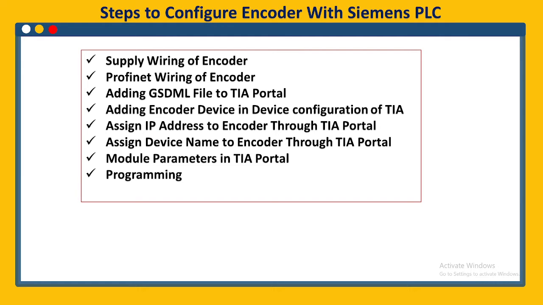Okay. So to configure the encoder with the PLC, we need to follow these steps. Step number one is to give the power supply to the encoder. Then we need to do the wiring for the Profinet cable, from the PLC to the encoder. Then the next step is to add the GSDML file in TIA Portal. After adding the GSDML, we have to configure the encoder in our device configuration, then assign the IP address to the encoder, and then give the device name. Then we will do some settings for the module parameters, and we will end with programming.